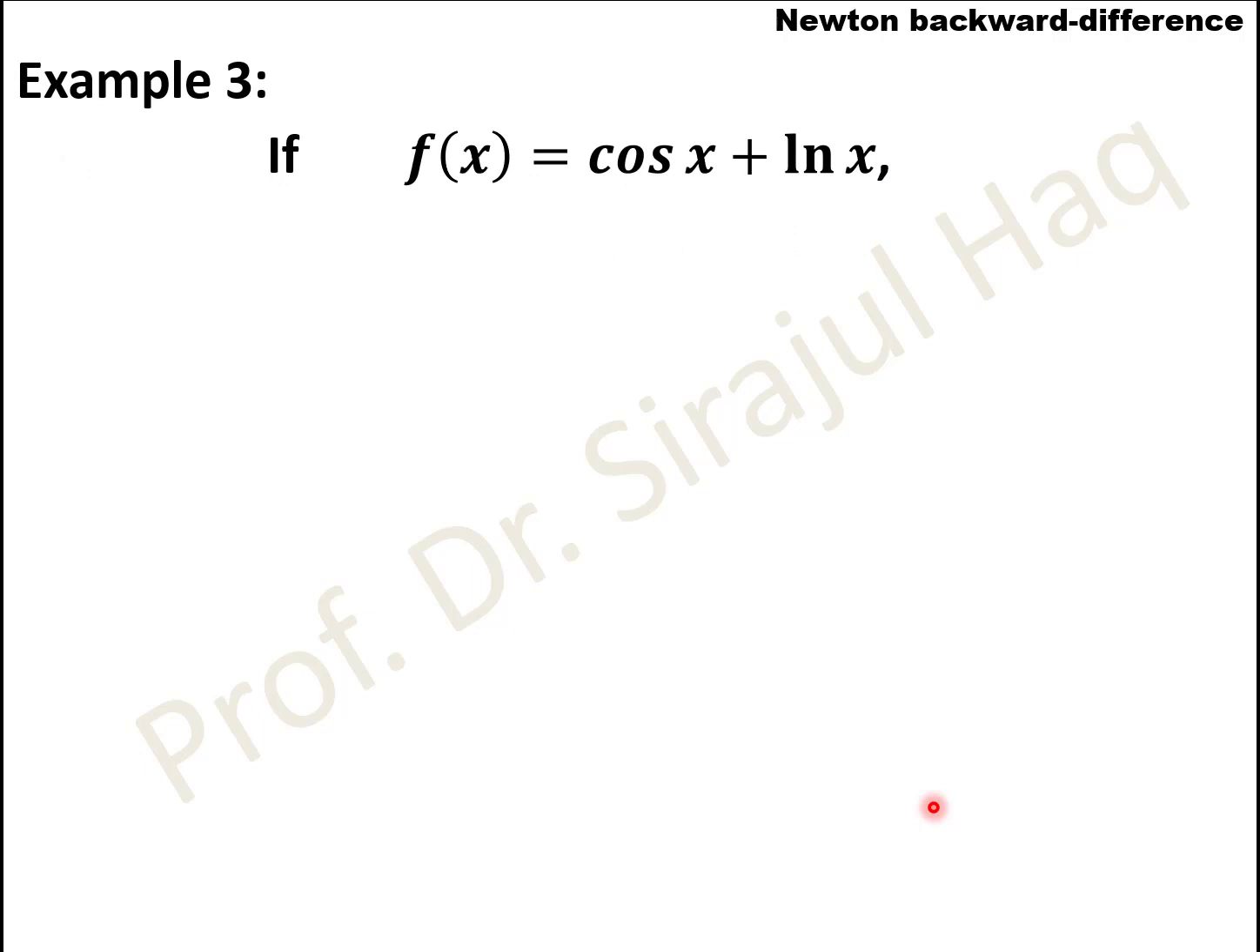So let's assume a function f of x is given to us, which is equal to cos of x plus log of x. Now remember, you can replace this function by a polynomial using the Newton backward formula, or you can do the interpolation. So I am doing the interpolation. I am taking the values of xi's to be 2.1, 2.2, 2.3, 2.4, and 2.5. So you can see that the data is equally spaced. The distance between two consecutive points is 0.1.